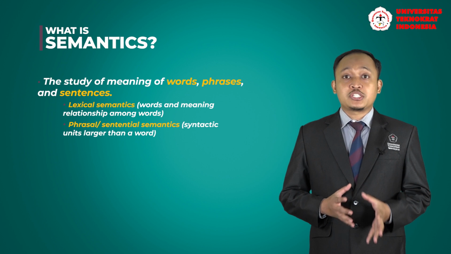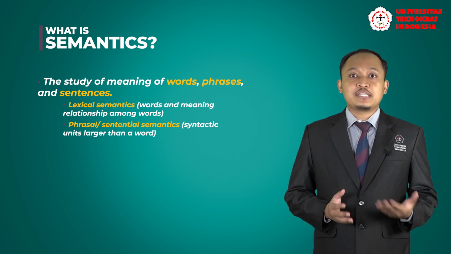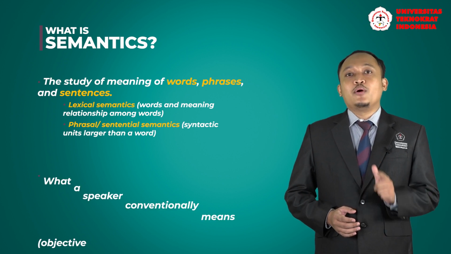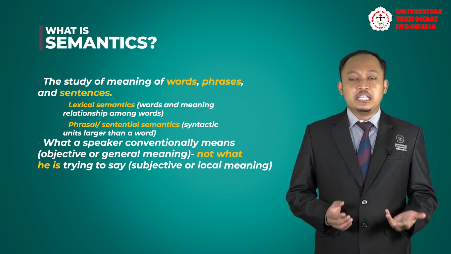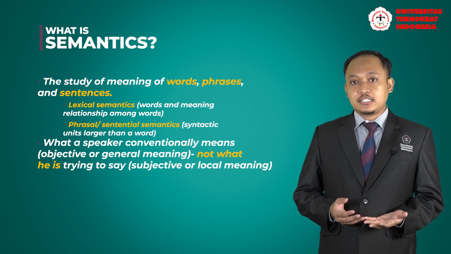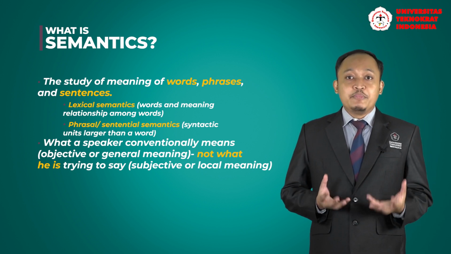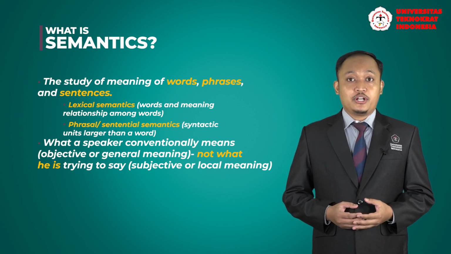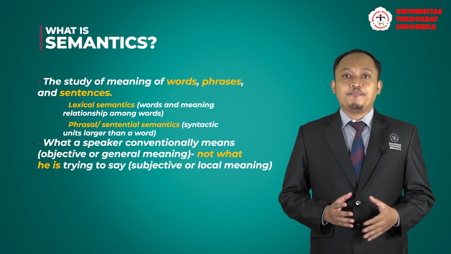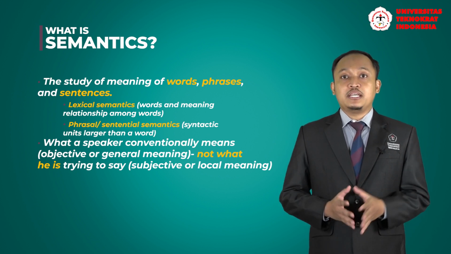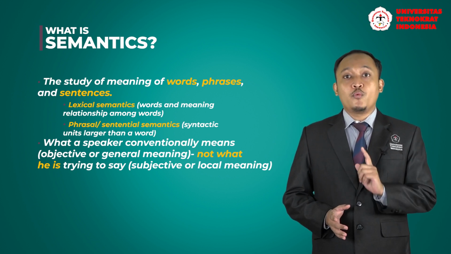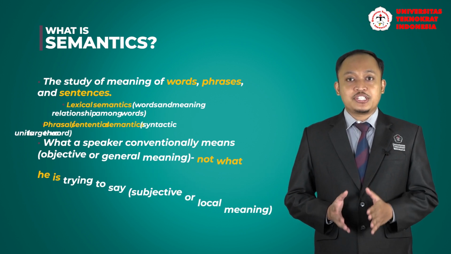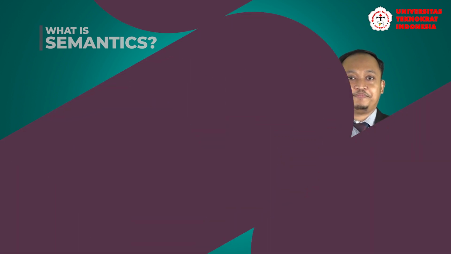But what makes semantics different from other areas of study that focus on meaning is that semantics is all about what a speaker conventionally means. Conventionally, in this context, means that this meaning can be understood by most people in general. So people coming from region A and region B, when they speak the same language and focus on one word or certain words that they communicate, understand one another.